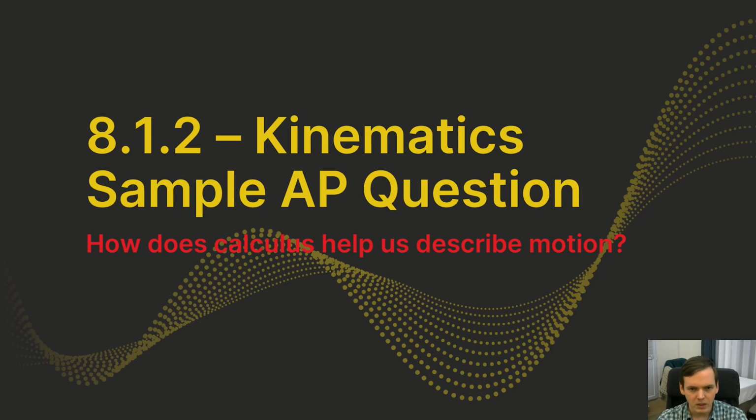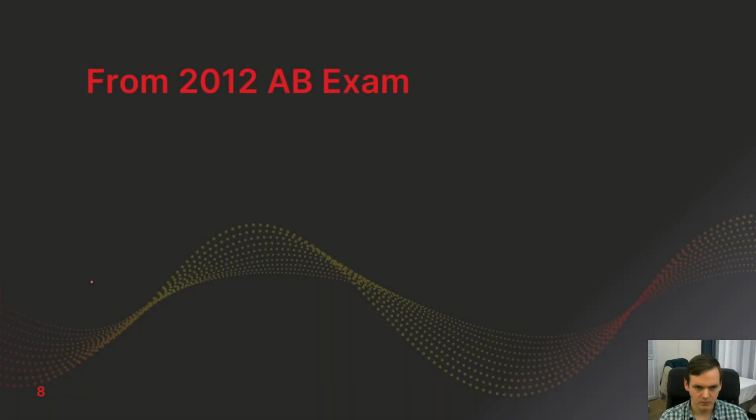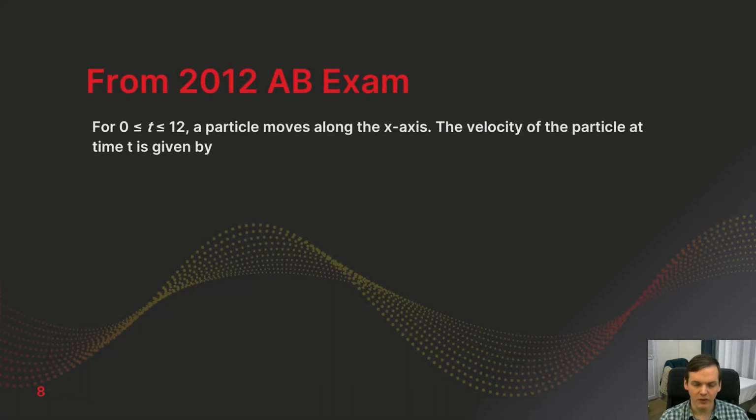Hi folks, we're going to look at a sample old AP question and talk through it and help use it to think about how we could be asked questions about kinematics. This is from the 2012 AB exam, and it says for 0 ≤ t ≤ 12, a particle is moving along the x-axis. The velocity of the particle at time t is given by the equation you can see here.